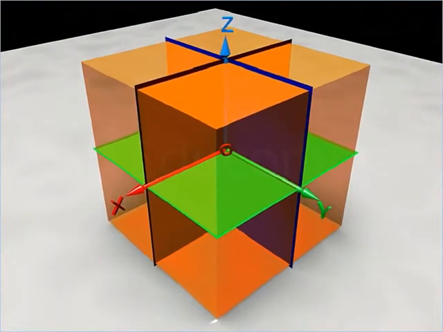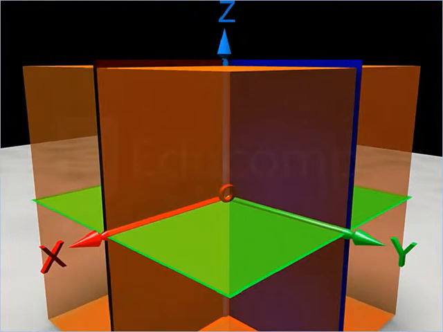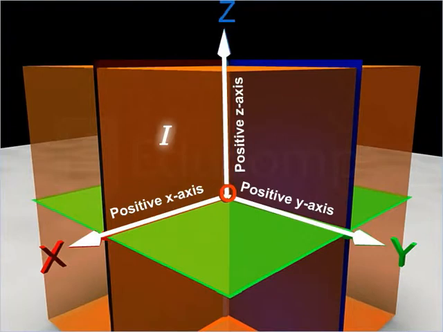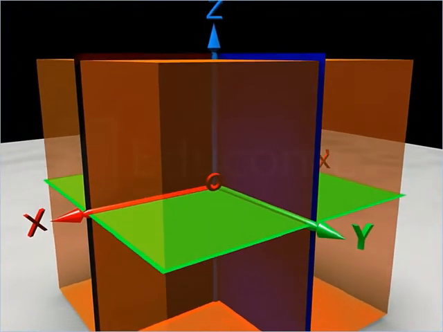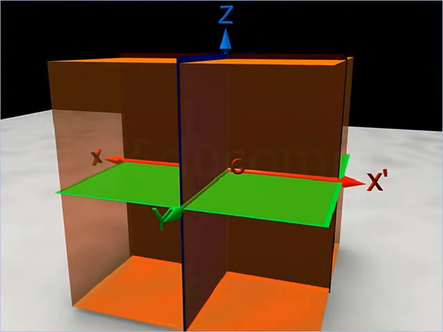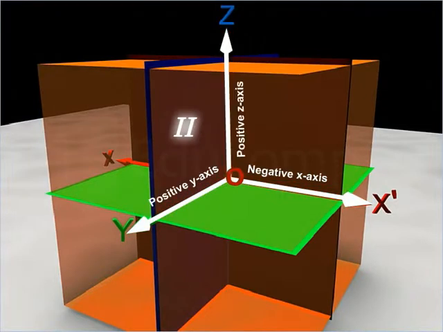The sign of the coordinates of a point helps us to determine the octant in which the point lies. Since the first octant contains positive x, y and z axes, all the coordinates of the points in this octant are positive. Similarly, the second octant consists of the negative x-axis and positive y and z-axes. So, the x-coordinate of the points lying in this octant is negative, whereas the y and z coordinates are positive.